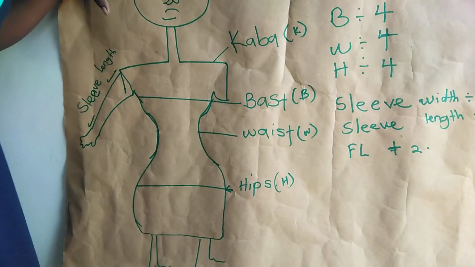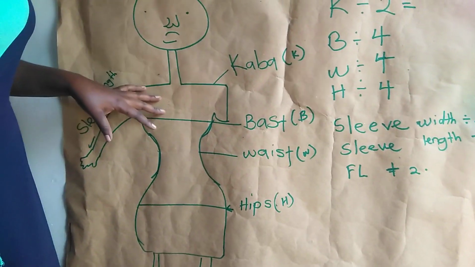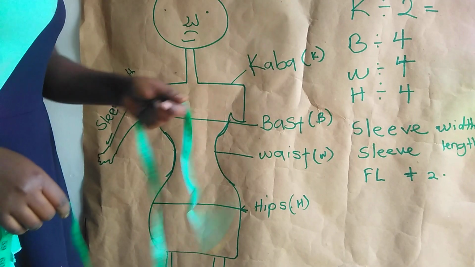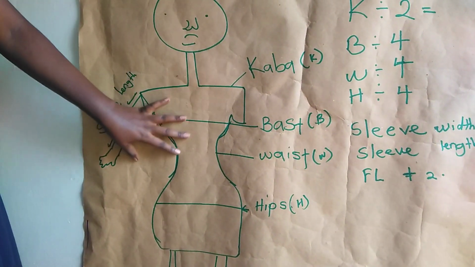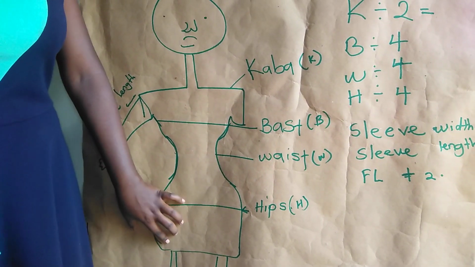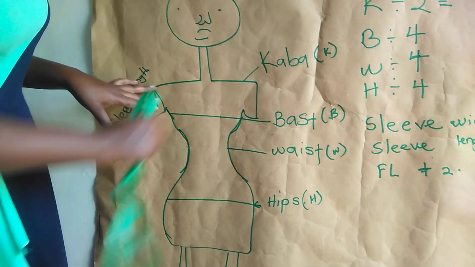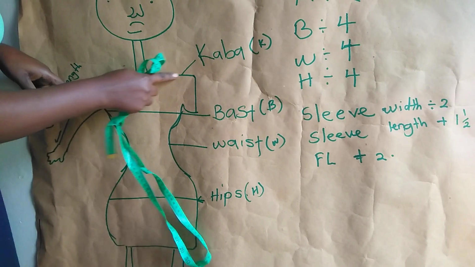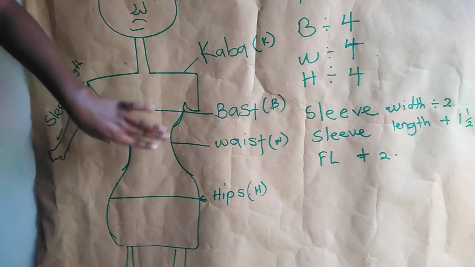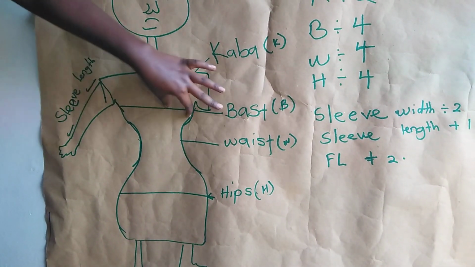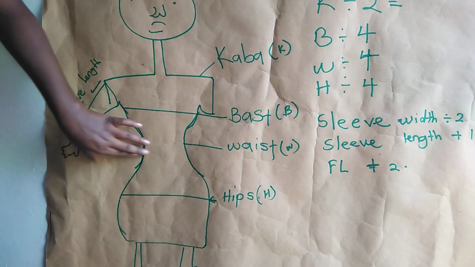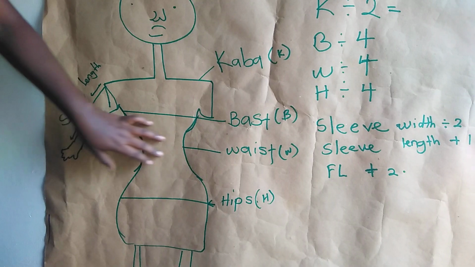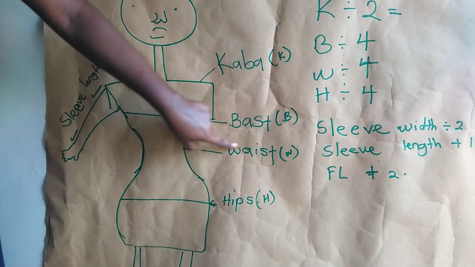Today we are going to talk about how to take measurements using our tape measure. Here is a sketch of how the person looks. We have this part, the shoulders, called the cover. And this part where the breasts are is called the bust. We have the waist. Everybody knows your waist; this is called the waist.